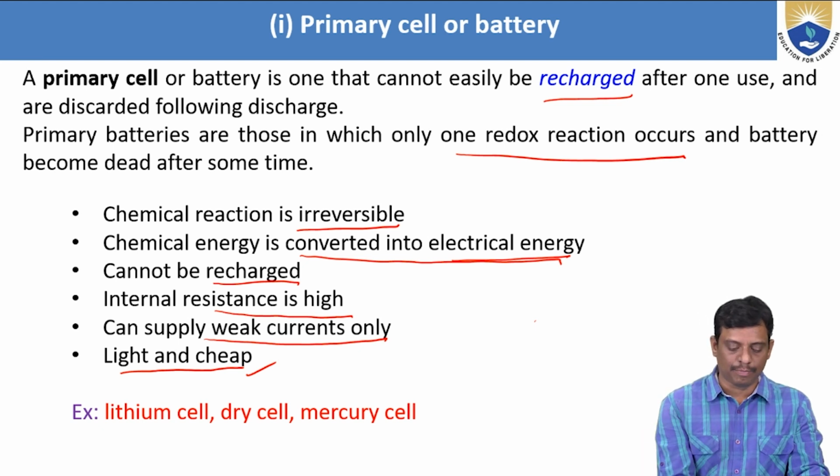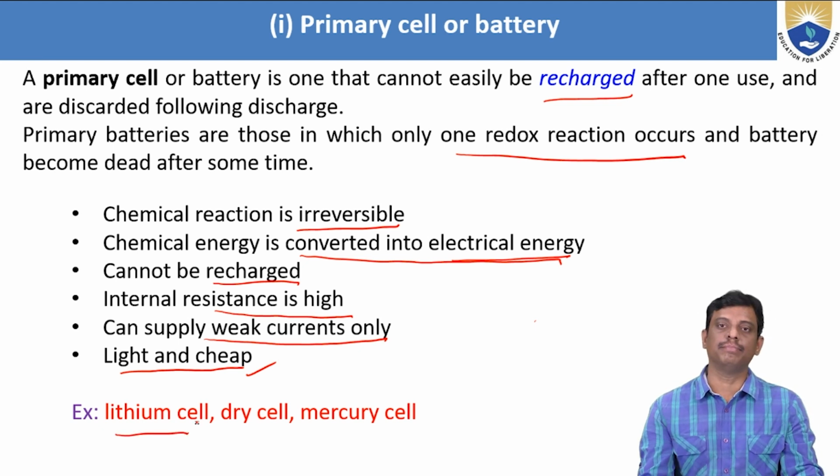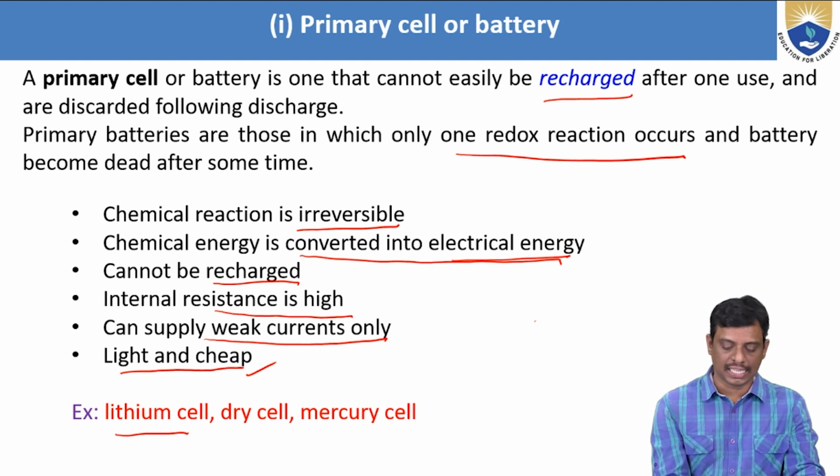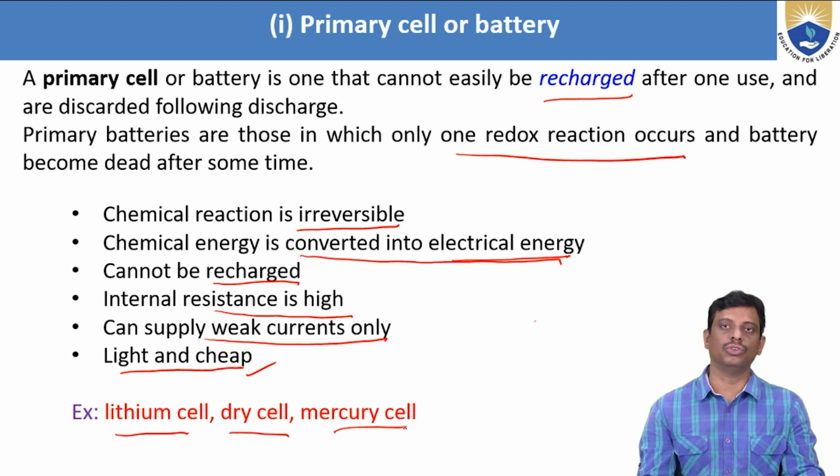The best example of a primary battery is the lithium battery, the lithium cell. The lithium battery is a non-rechargeable battery. Dry cell and mercury battery, the mercury cell, are also examples of primary cells or primary batteries.